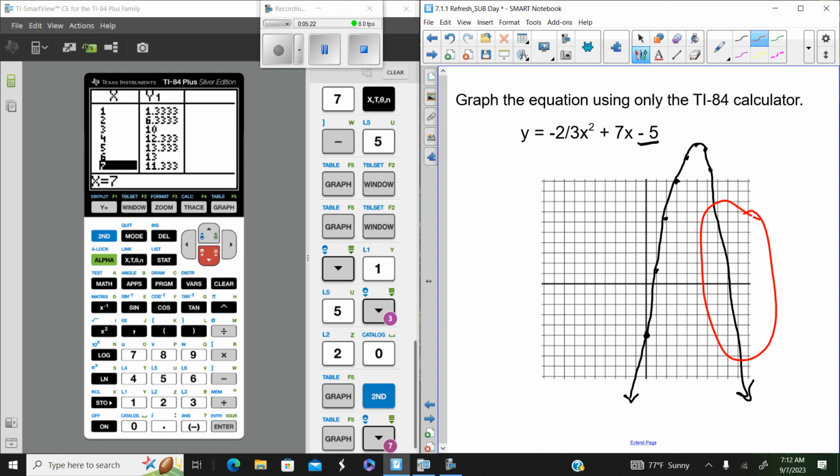Make sure on your graph that you add arrowheads if it is a function, indicating that our graph goes on forever and ever, and that you are properly using the table within your graph. All right, at that point, that's as far as I want us to go. Hope this helps.